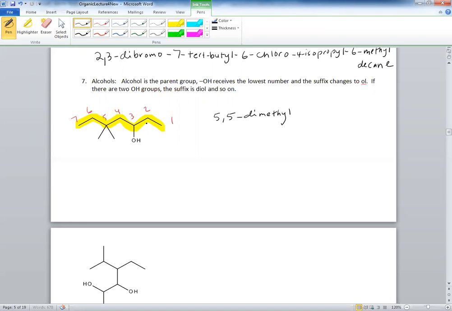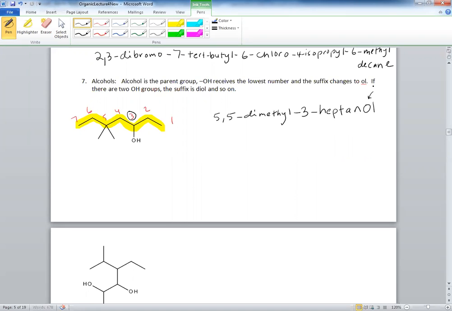And now watch, you have to number the OH, otherwise we wouldn't know where it occurs. In this case, that would be a 3 right here. It occurred at the 3rd carbon, or attached to the 3rd carbon. And you have 7 carbons. That's heptane if you were to have a normal alkane, but it's an alcohol. So what happens is we change the ending to ol: heptanol.